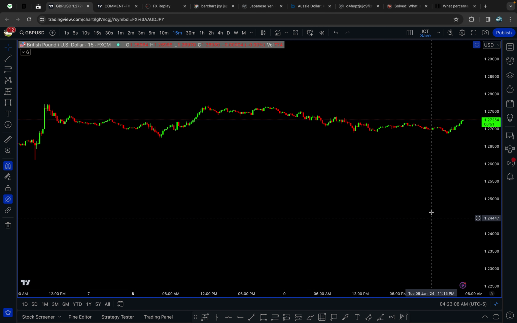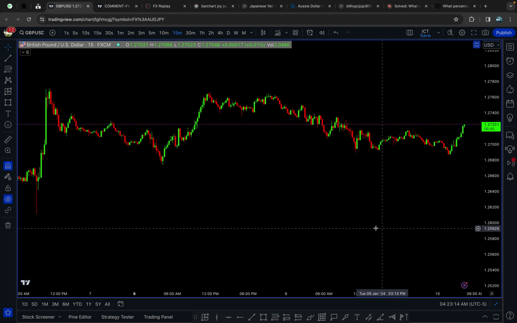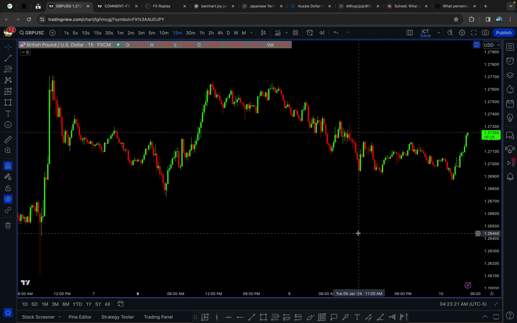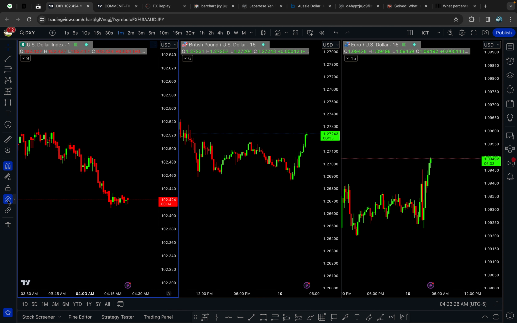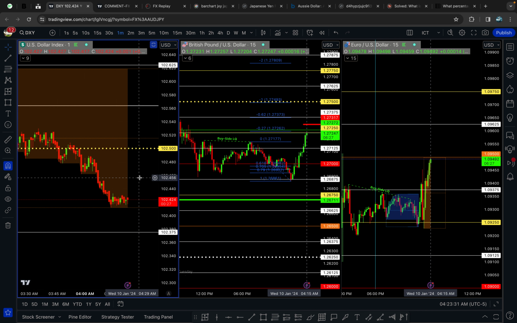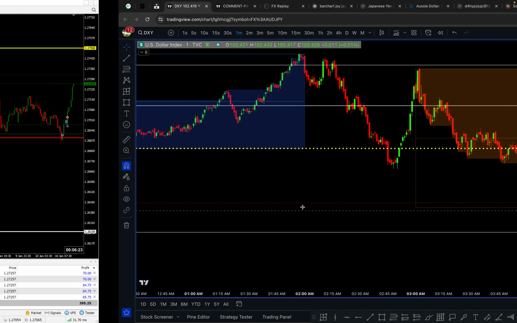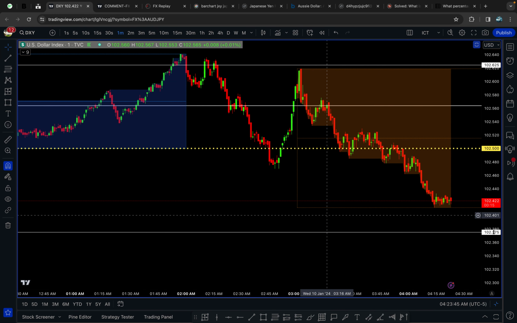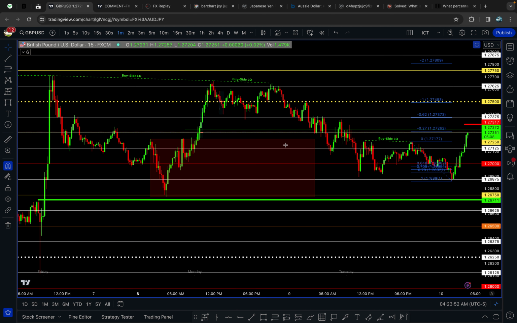So what I want to do real quick is look at the dollar. Okay, I want my levels back. Okay, so we pushed down below this level. That's very good. And there's not another level for a little while until we get down to there. So that's very good.